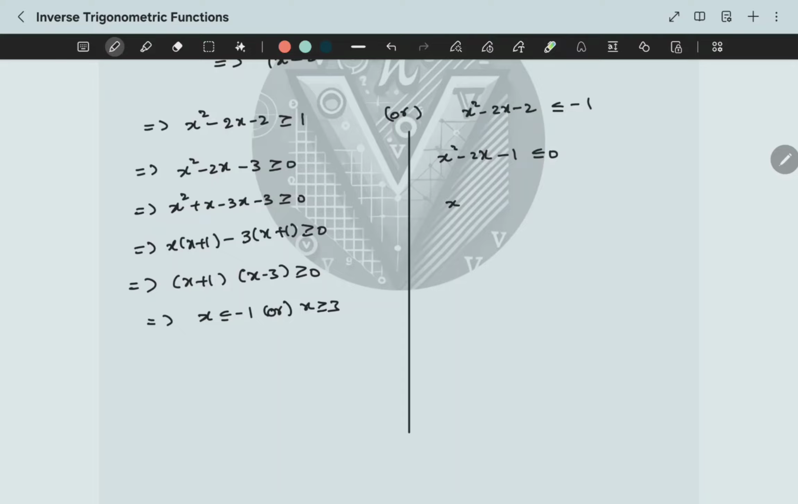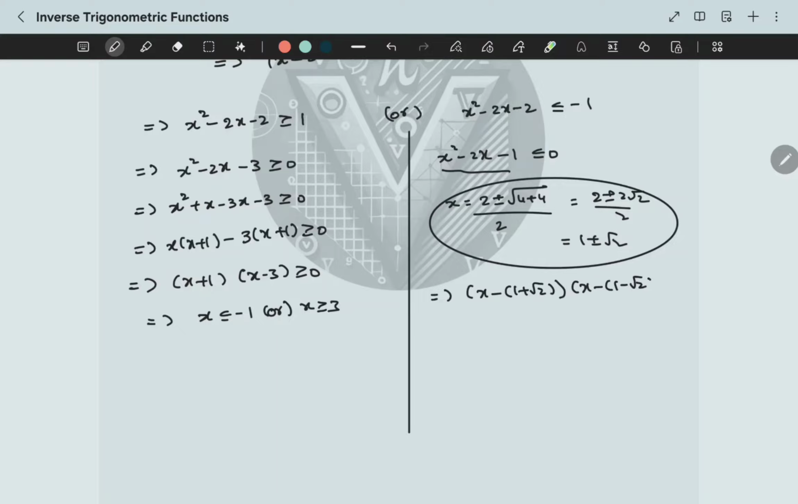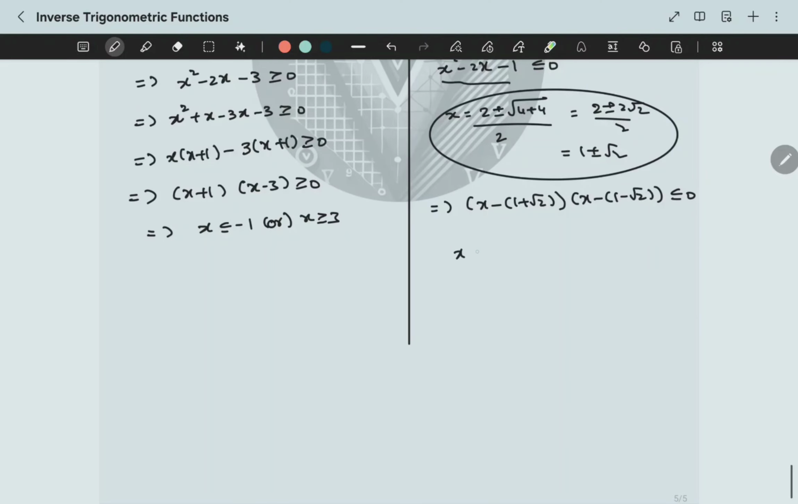Let us first find the roots of this. X will be 2 plus or minus under root 4 plus 4 divided by 2. So it should be 2 plus or minus 2 root 2 by 2. It should be 1 plus or minus root 2. That means the entire part can be written as x minus 1 plus root 2 into x minus 1 minus root 2 is less than or equals to 0. That means x should lie between 1 minus root 2 to 1 plus root 2.